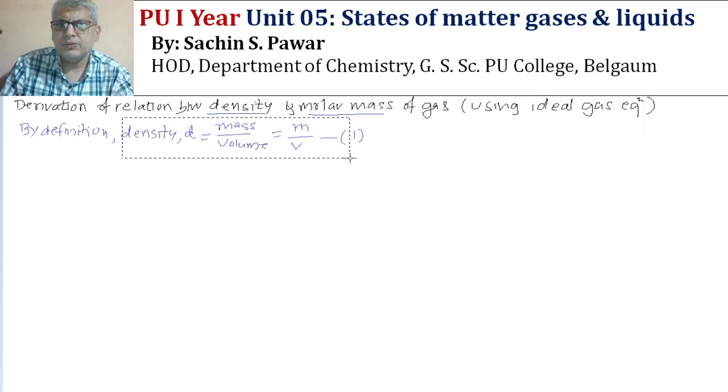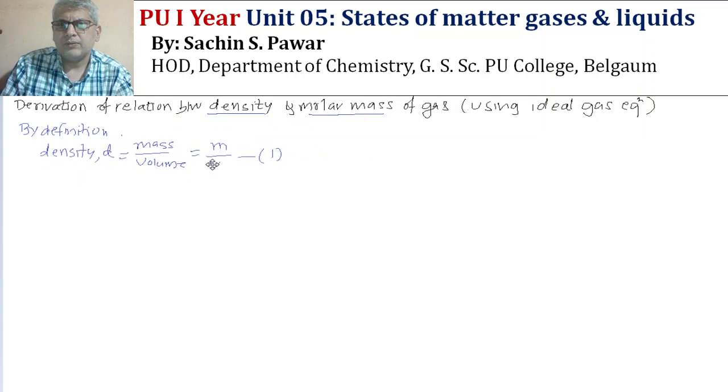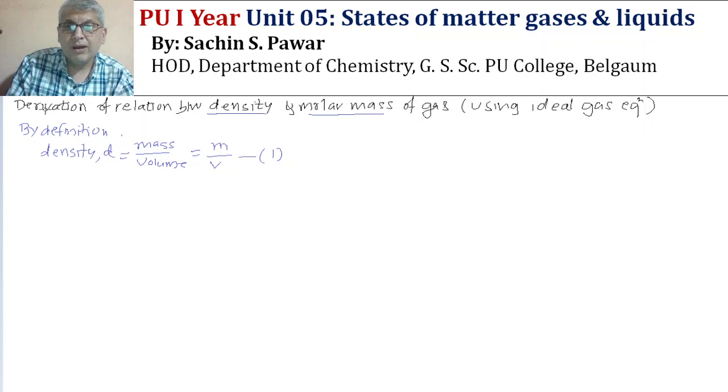Density, by definition, is equal to mass upon volume. Now I have got this equation with a density term. Now I want a molar mass term. Molar mass by definition is the mass of 1 mole of a gas, which you have learnt in your PUC first year unit number 1.